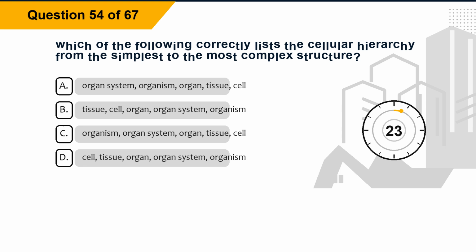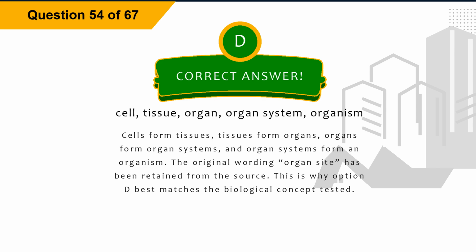Question 54. Which of the following correctly lists the cellular hierarchy from the simplest to the most complex structure? Option A, organ system, organism, organ, tissue, cell. Option B, tissue, cell, organ, organ system, organism. Option C, organism, organ system, organ, tissue, cell. Option D, cell, tissue, organ, organ system, organism. The correct answer is option D, cell, tissue, organ, organ system, organism. Explanation. Cells form tissues, tissues form organs, organs form organ systems, and organ systems form an organism. The original wording has been retained from the source. This is why option D best matches the biological concept tested.